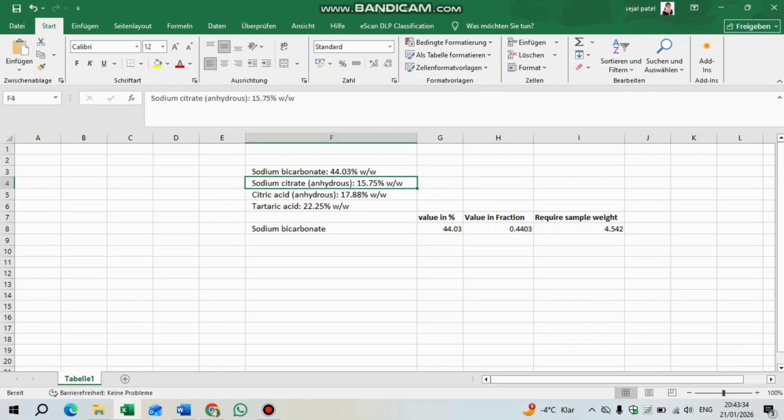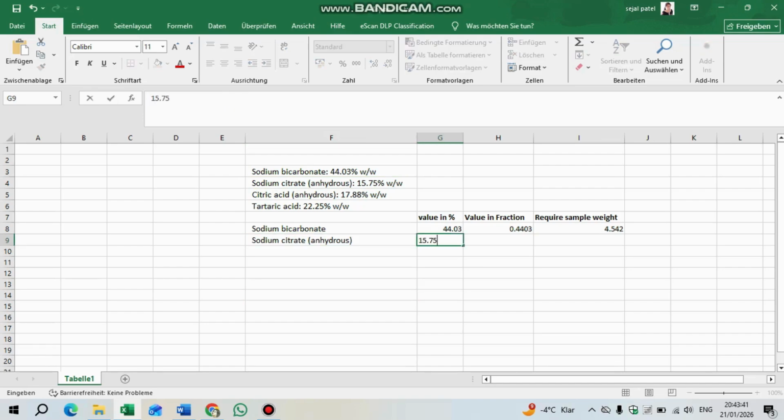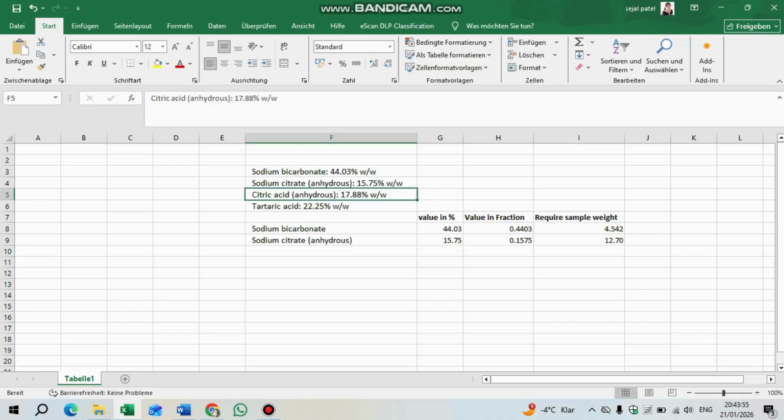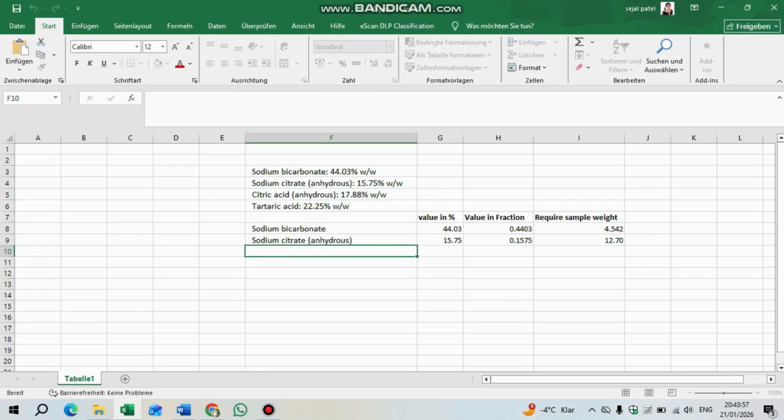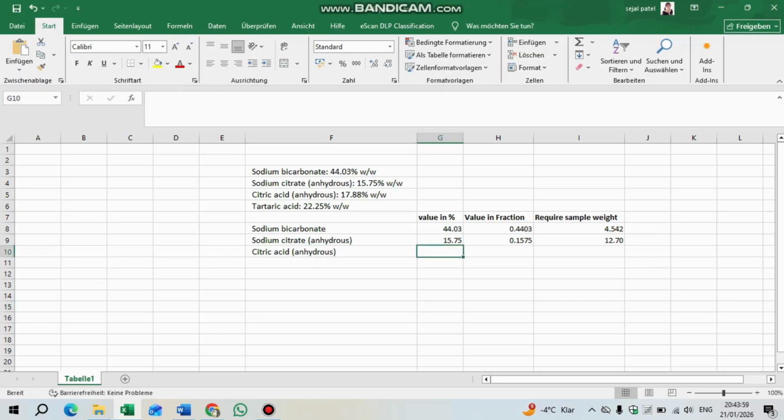Now we calculate sodium citrate anhydrous, 15.75%. Converting into a fraction, it is equal to 0.1575. Now we calculate 2 upon 0.1575, which is equal to 12.70 gram. Next, citric acid anhydrous, its value is 17.88%.